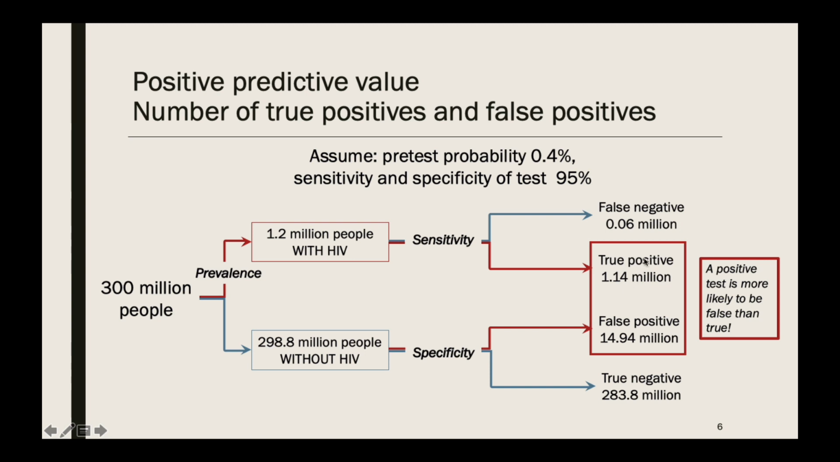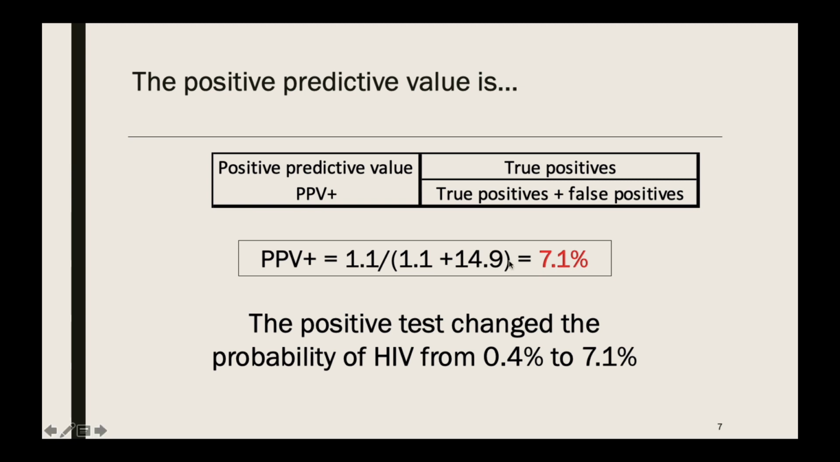But now we have the numbers we need to calculate the positive predictive value. What's the probability the patient has HIV following the positive test? So here's our formula: true positives over true positives plus false positives. We plug in the numbers that we just got, and we have 7.1%. The positive test changed the probability of HIV in this caller from 0.4% to 7.1%.